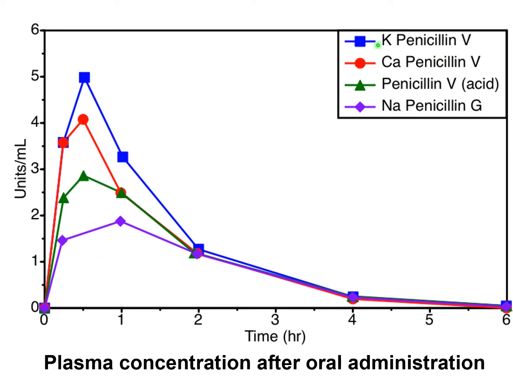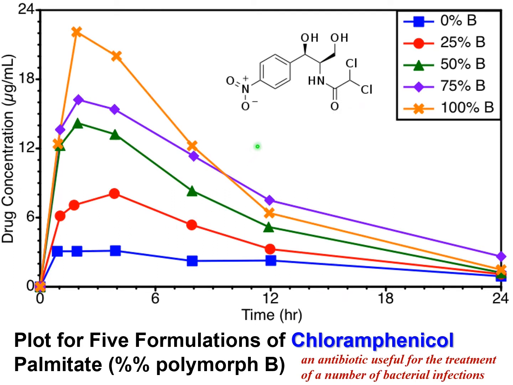Different forms of same chemical will result in different bioavailabilities. Say, potassium salt is much better than calcium salt, is much better than acidic form, and in turn it's better than sodium. It can be different solid form that changes bioavailability. Say, in this example, we have two polymorphs of crystalline chloramphenicol palmitate, which is antibiotic useful for treatment of number of bacterial infections.